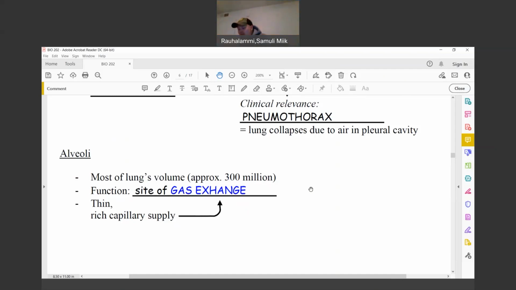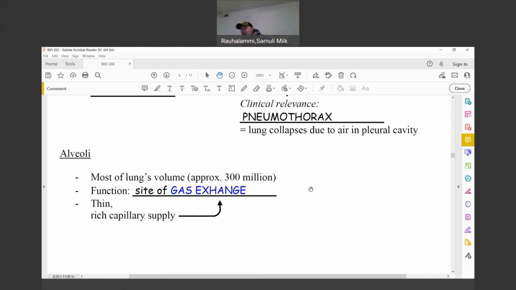And this is where the exchange of the gases between the air that gets brought in to the alveoli and the blood vessels, the pulmonary capillaries, takes place. So this is the site where the gases get exchanged between the alveoli and the pulmonary capillaries.